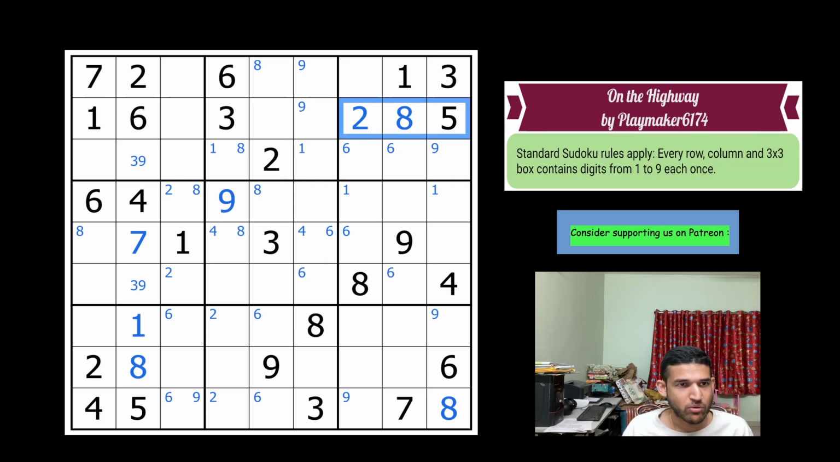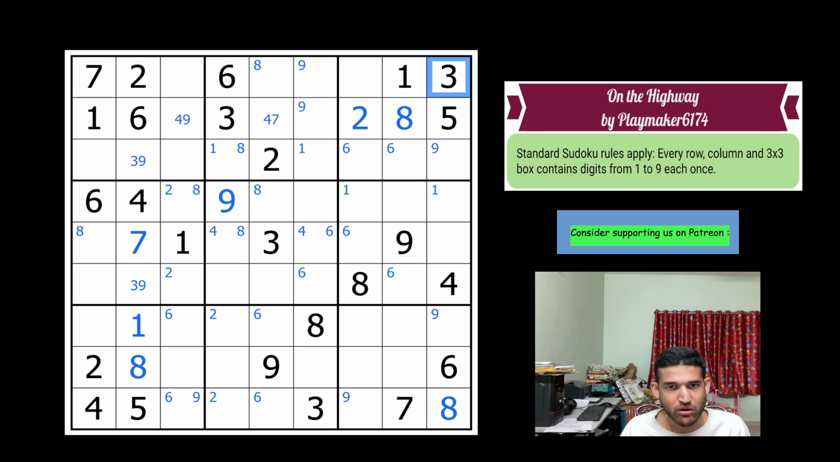2, 5, 8, 1, 3, 6. So I need 4, 7 and 9. So this will be a 4 and 9. This would be a 4, 7, and this would be a 4, 7, 9. I'm not even going to bother making 3 candidates in this Sudoku, because it's so powerful using these kind of long range reductions.